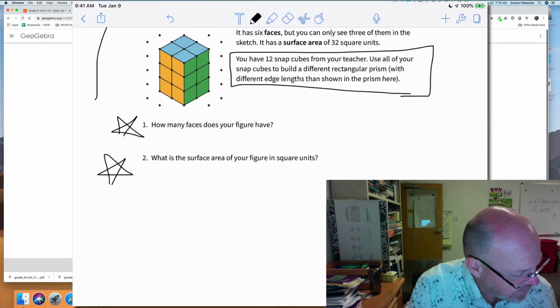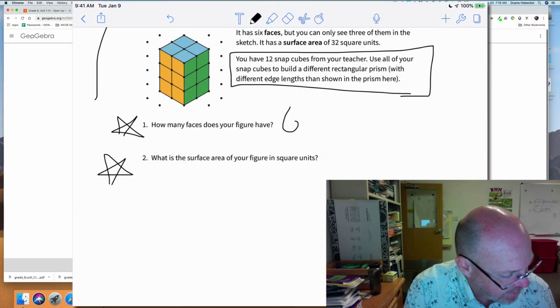It's going to be 2 across, 6 high, and only 1 deep, right? So that's what it's going to look like. So I'm going to try and draw this the best I can on my screen. All right, so now first off it says how many faces does your figure have, and the answer is 6.